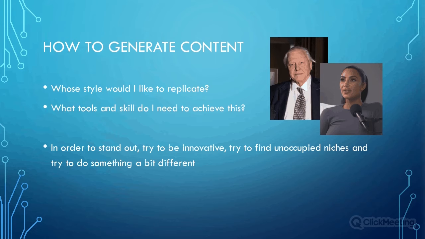But when you've decided this, you need to understand what tools and skills you might need to achieve this. So, for example, if you want to be on social media mostly, then you probably need a smartphone and fast thumbs, maybe a good camera on your smartphone. But if you want to do something a bit more long form and considered, then you might need to invest time and money into premium recording devices, cameras. You might need to buy an editing suite and develop some editing skills. But ultimately, what you need to do in order to stand out is you need to try and be innovative. And you need to try and find unoccupied spaces and do something a little bit different to get noticed.